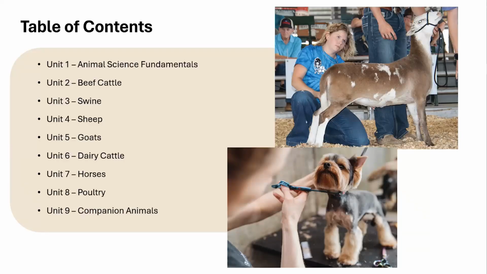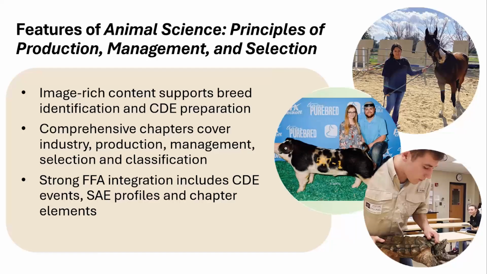In the table of contents, you'll see that this animal science is really a core course within the pathway of ag education. Like I said, it covers animal science, and it covers current issues impacting animal science by animal type, as you can see on the screen in the table of contents. Then, some other things that you'll notice, it's really an image-rich text.